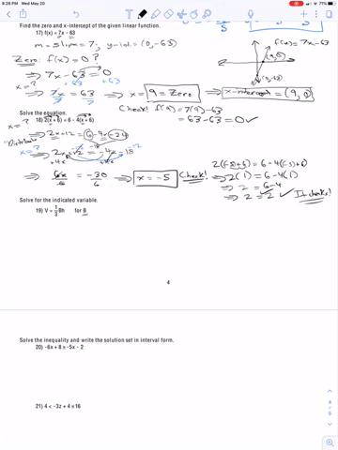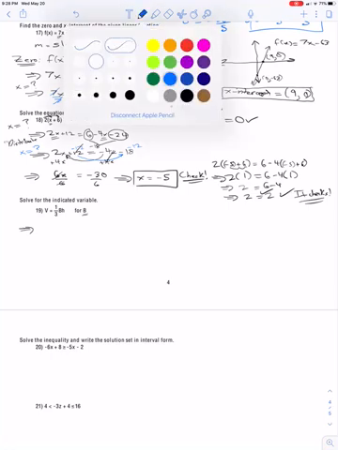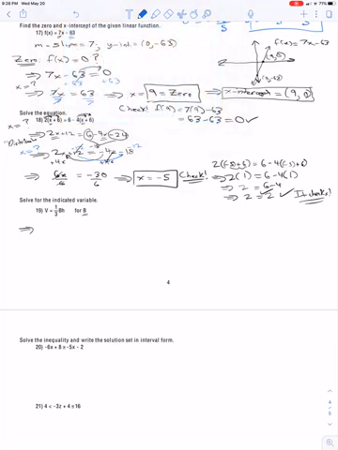But if I want to solve for b, the first thing I'm going to do is go ahead and get rid of the coefficient, or get rid of that fraction. I don't like fractions. So let's go ahead and get rid of that. Let's multiply both sides by 3.